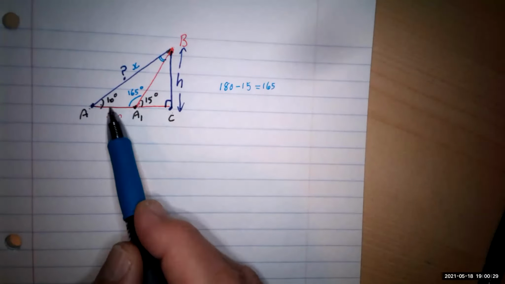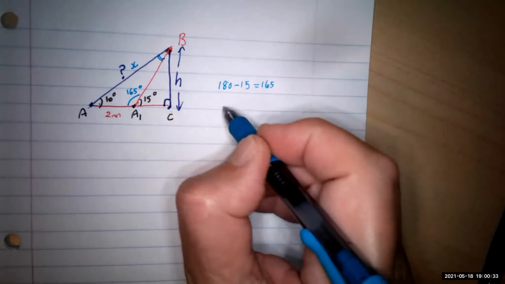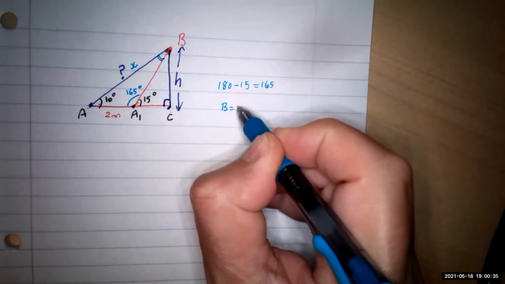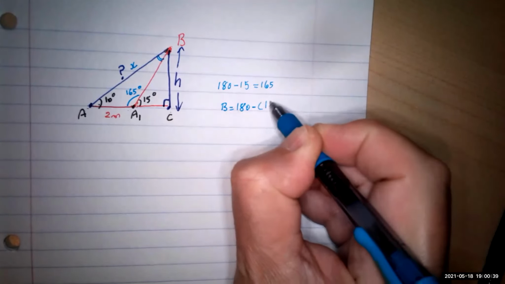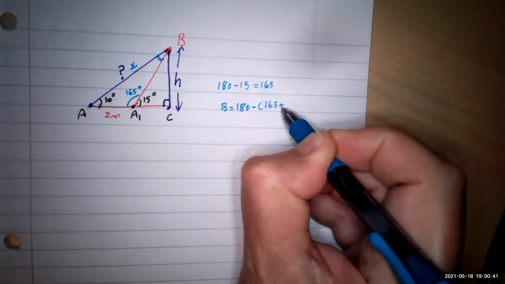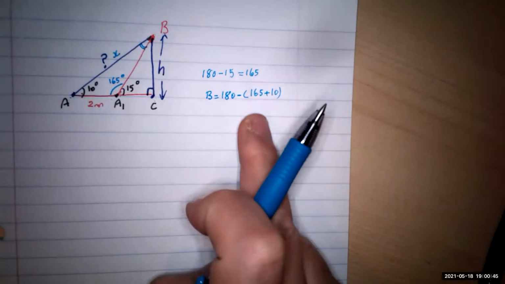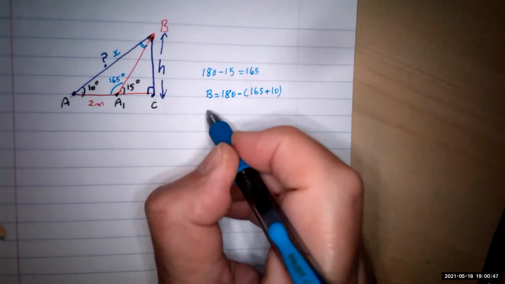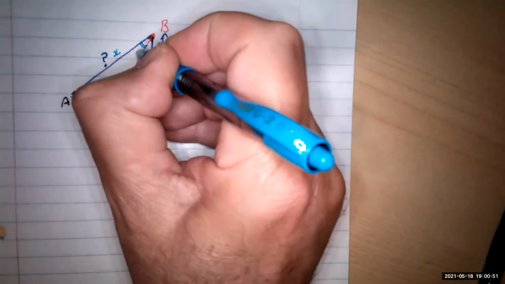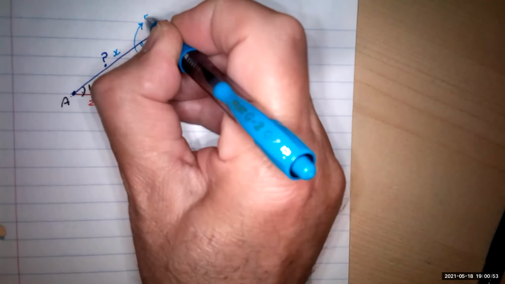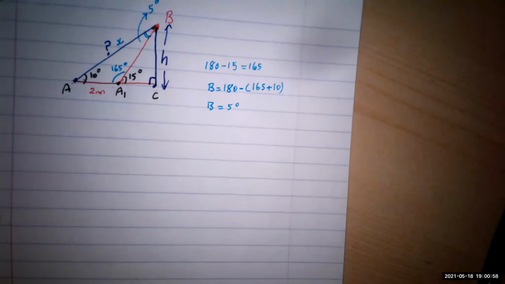So what's going to be now the angle? This is 165 and this is 10. So the angle B inside is going to be 180 minus 165 plus 10, so that gives us 175. So B would be 5 degrees. So this angle over here is going to be 5 degrees. And now we are ready.